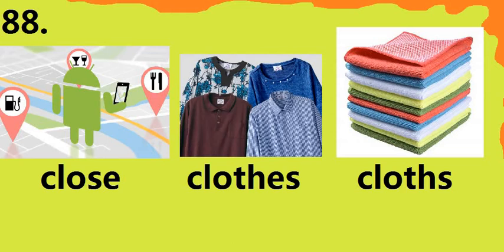Next we have close, clothes, cloths. Close means nearby, not far away. Clothes, things that you wear. Cloths, small pieces of material that you use for cleaning. This one can be tricky in several ways. I've seen people write the word cloths when they're trying to write the word clothes, so they miss the E out by mistake. And the word close has a very similar pronunciation to clothes. So this one's really spelling and pronunciation. Close, clothes, cloths.